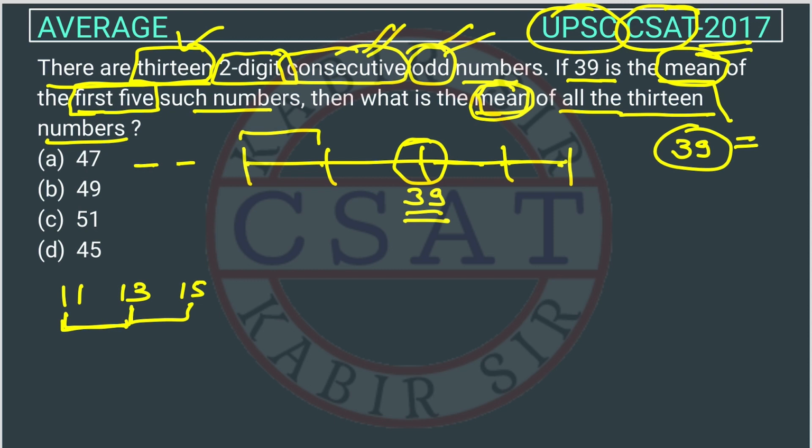If 39 is here, what will we know? This will be the next number. The next odd number will be 41, and the next will be 43. Similarly, on this side, this will be 37, because they have given that these are consecutive odd numbers, and this will be 35.